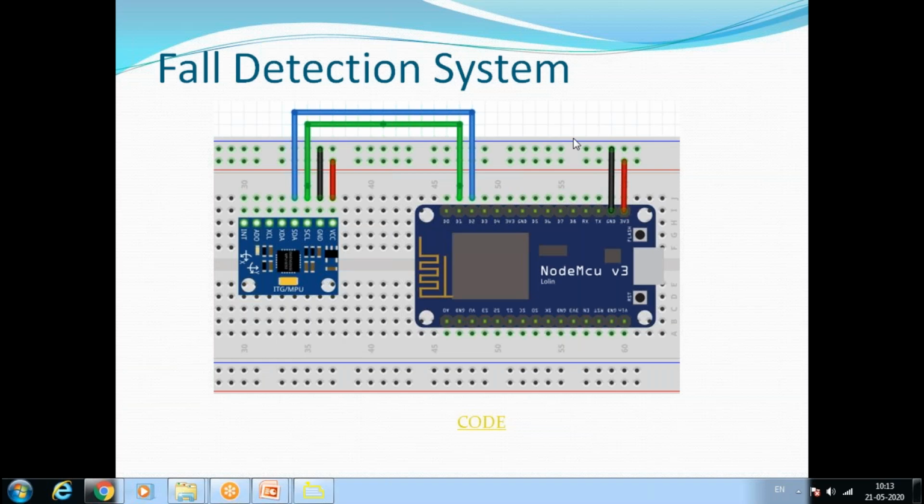Now, as the I2C protocol is a synchronous communication, the device, that means the receiver, this one, MPU 6050, does not have its own clock source. So in synchronous communication, the master is responsible. Here, the NodeMCU is the master and the MPU 6050 is the slave. In I2C communication, the master is responsible for providing the clock source to the slave.